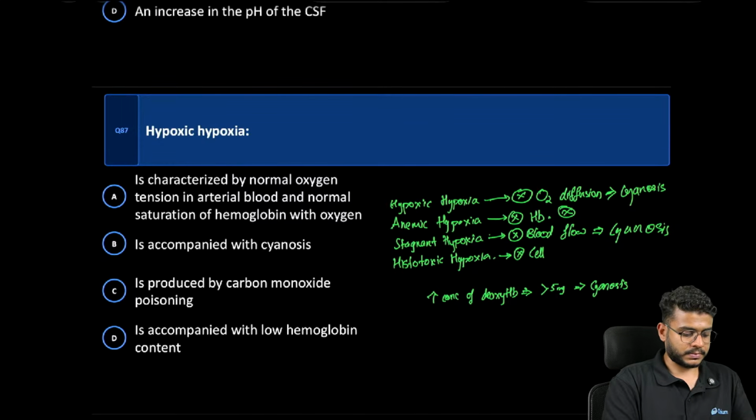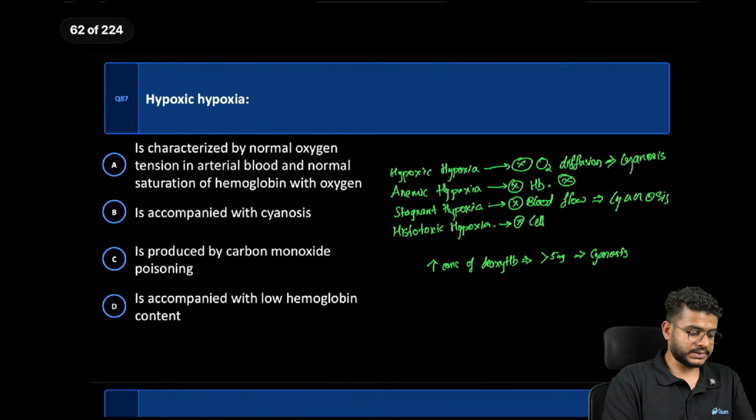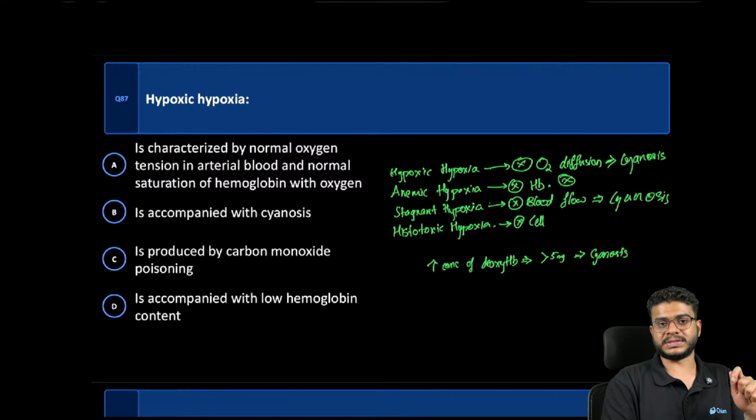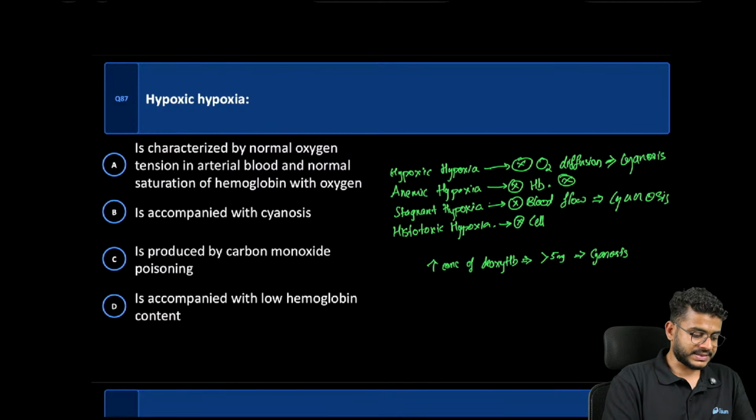Now let's get back to the questions. The question is about hypoxic hypoxia. The problem is with the oxygen diffusion, is characterized by normal oxygen tension in arterial blood and normal saturation with hemoglobin.